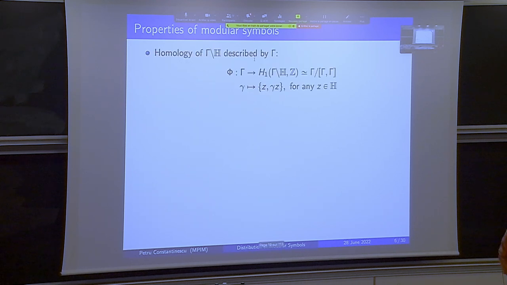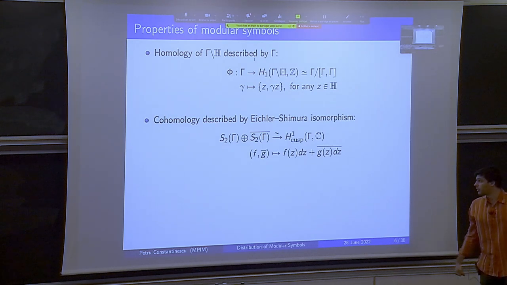Any other questions? Okay, another way, I'll just rephrase a bit what I've said before. We can describe the homology of our quotient surface by just the group gamma. For each gamma, I look at the path from z to gamma z, and all the paths on the quotient surface are given by this. So they're all homotopically equivalent to this. And actually, it's true that the first homology group is the abelianization of gamma. So the homotopy is described by the underlying group gamma.